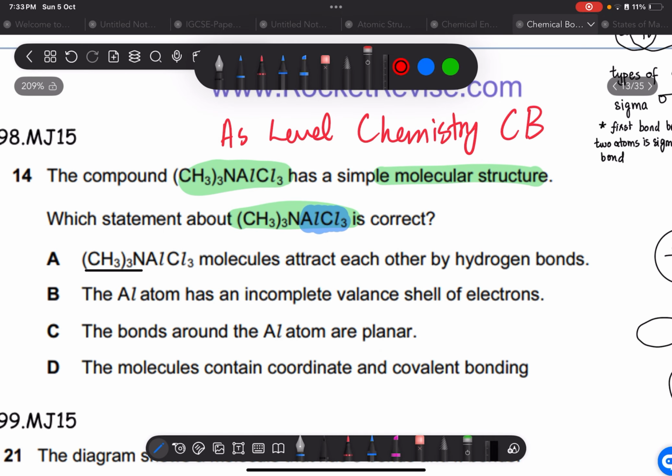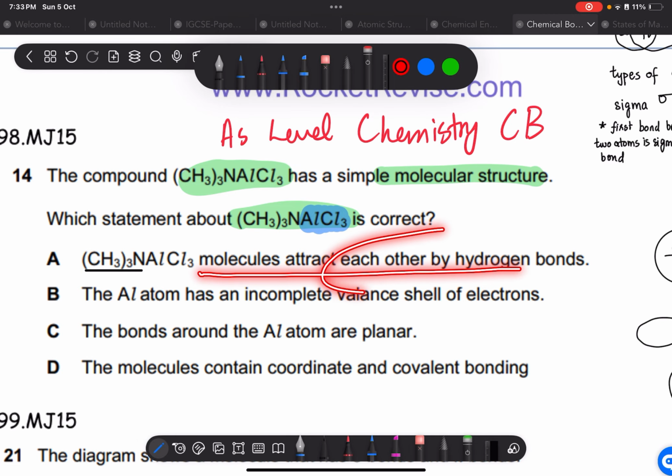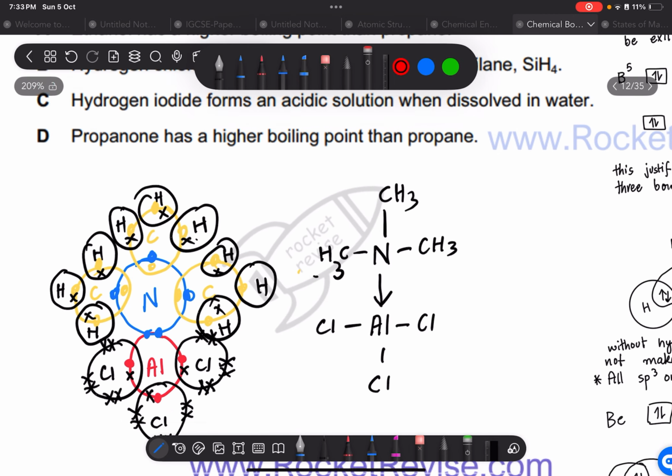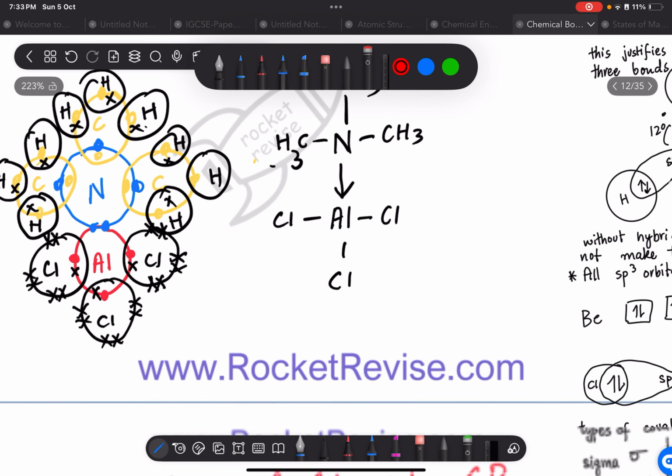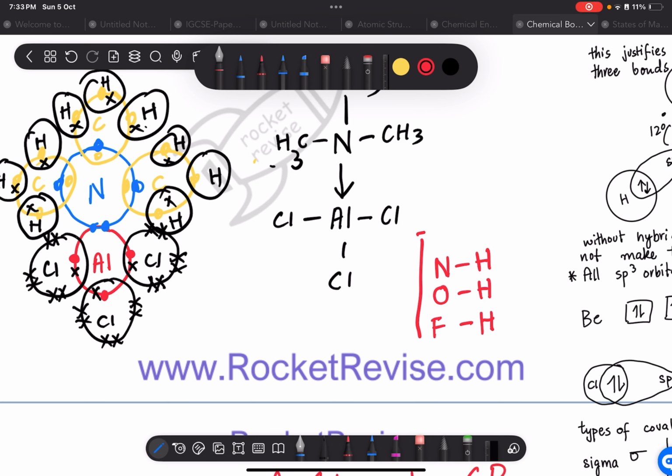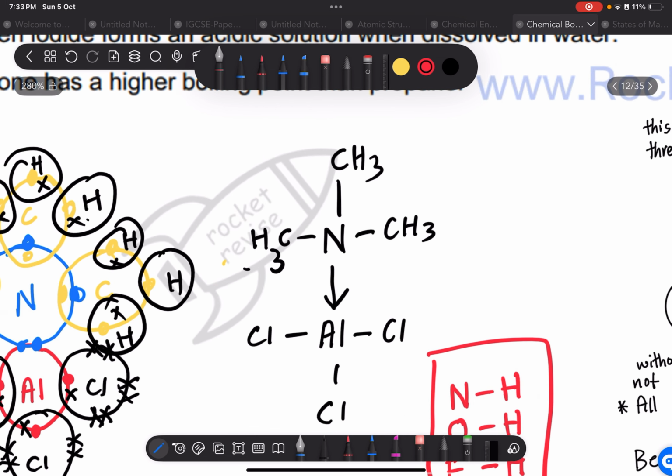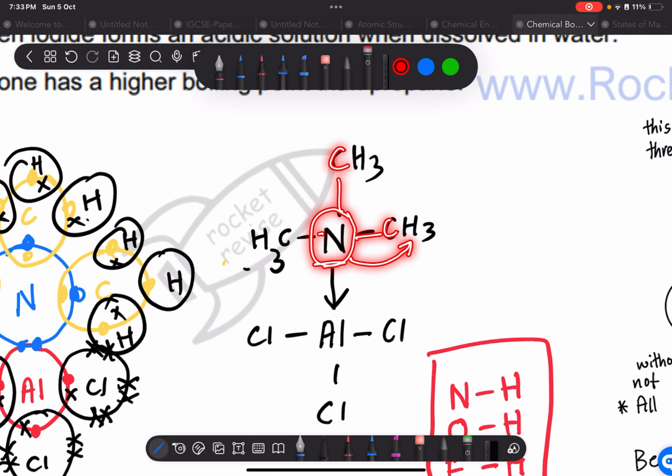CH3 N AlCl3 molecules attract each other by hydrogen bonding. There is no hydrogen bonding. Hydrogen bonding is when you have a nitrogen-hydrogen bond, an oxygen-hydrogen bond, or a fluorine-hydrogen bond. These cause hydrogen bonding. Over here, no nitrogen is directly bonded to hydrogen. The nitrogens are all bonded to the carbons. So there's only a carbon-hydrogen bond.